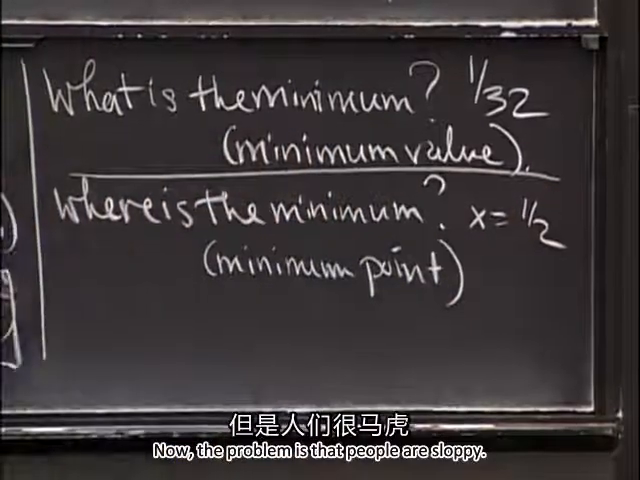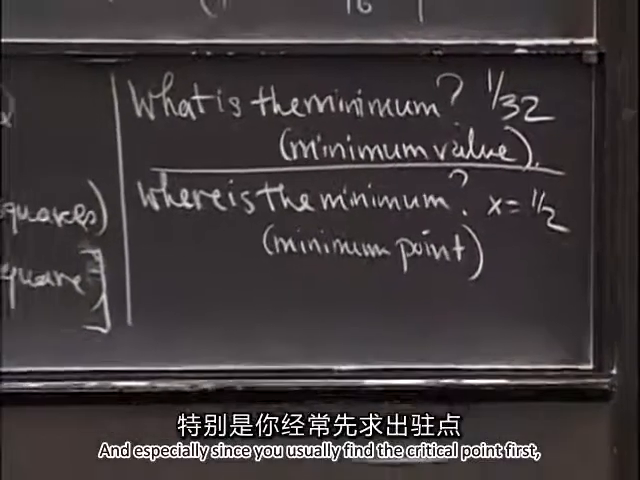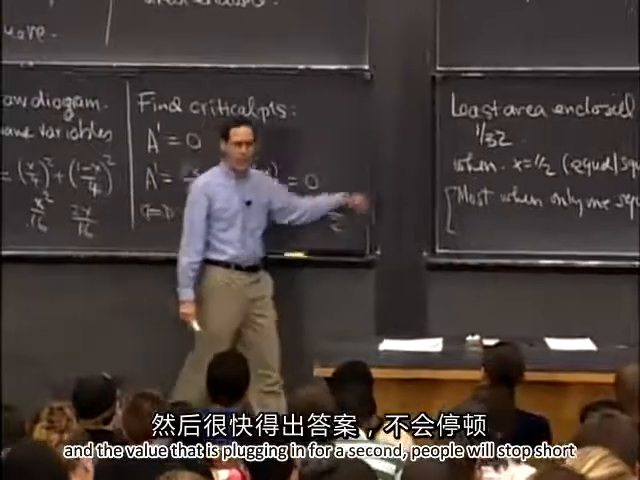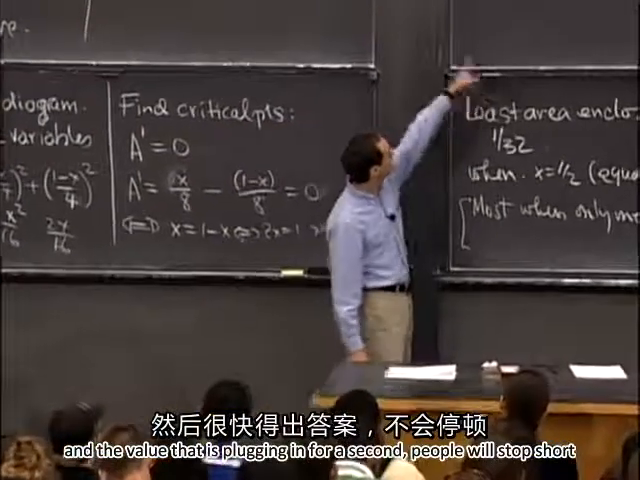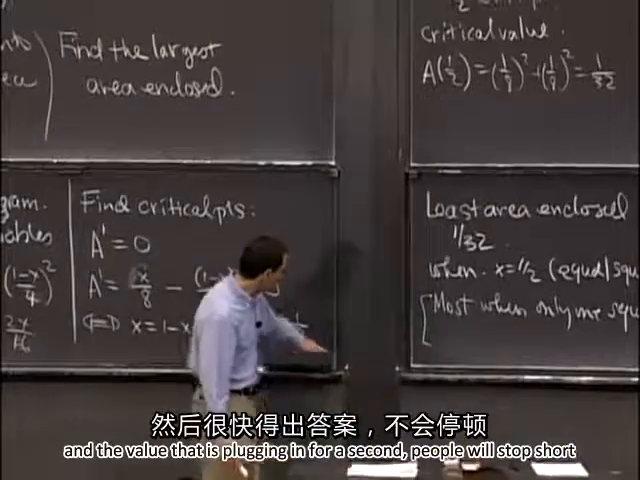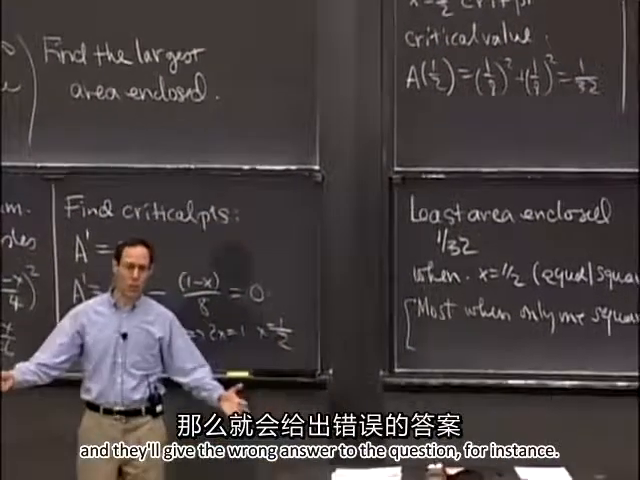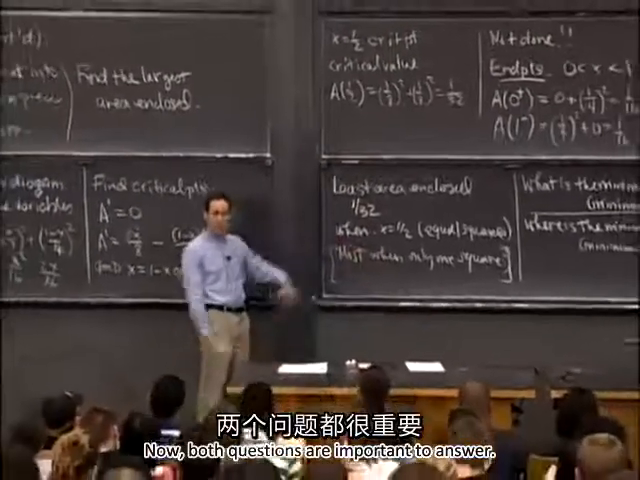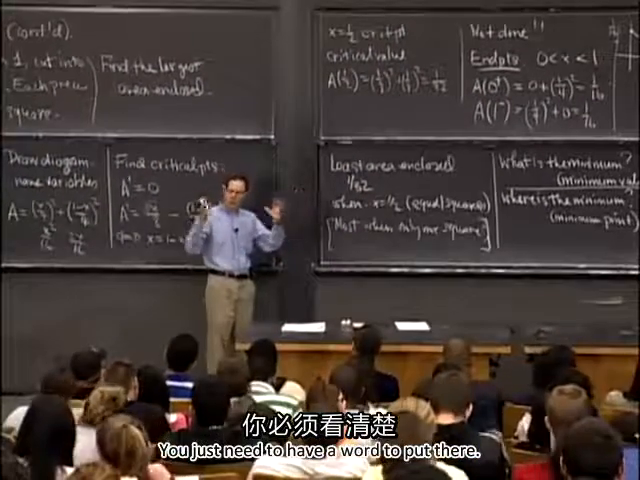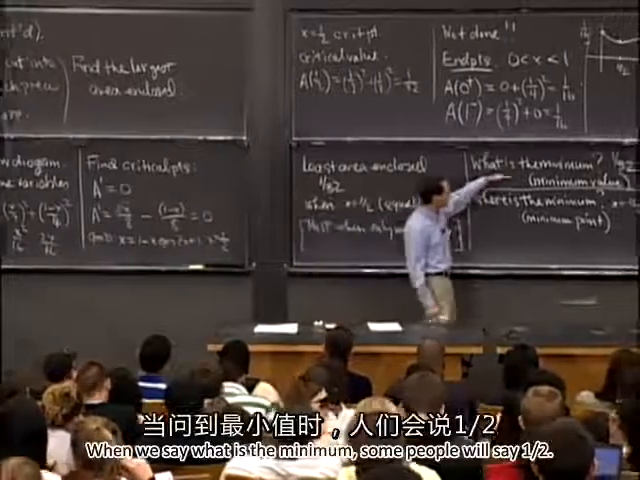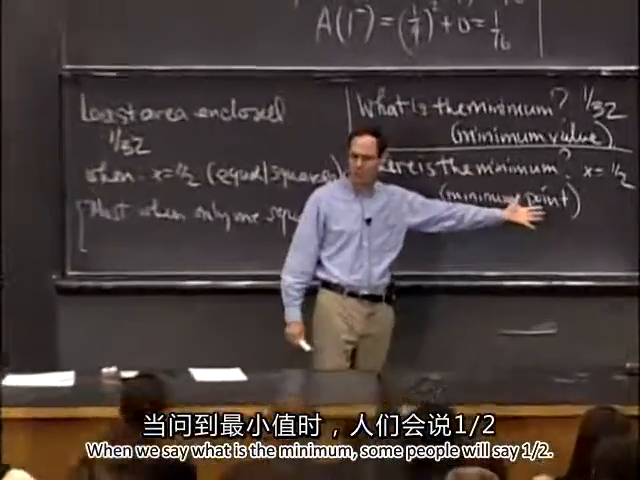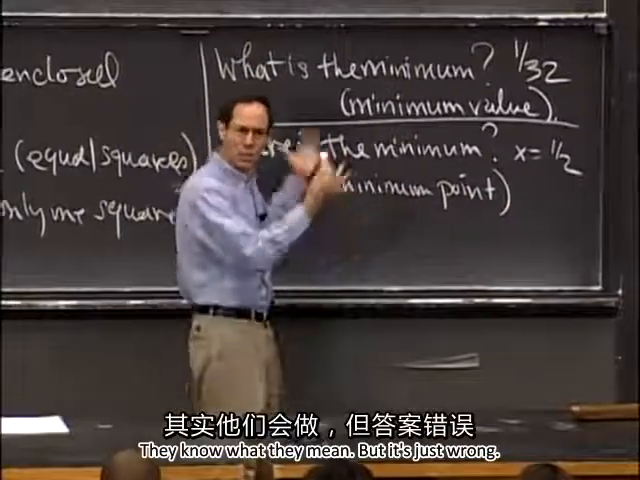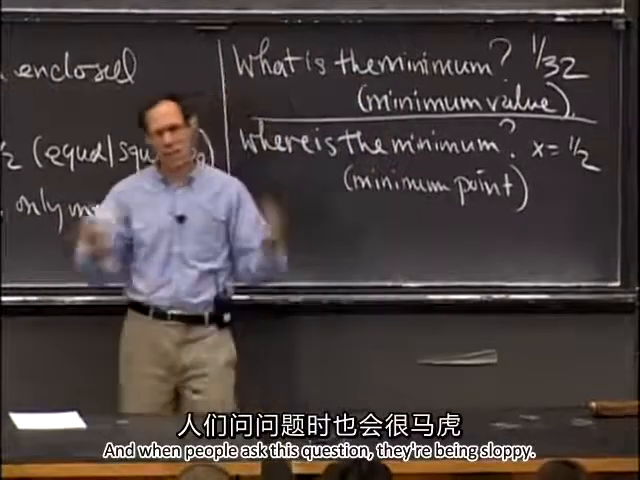Now, the problem is that people are sloppy. And especially since you usually find the critical point first, and the value that you get by plugging in for A second, people will stop short, and they'll give the wrong answer to the question, for instance. Now, both questions are important to answer. You just need to have a word to put there. So this is a little bit careless. When we say what is the minimum, some people will say a half. And that's literally wrong. They know what they mean. But it's just wrong.